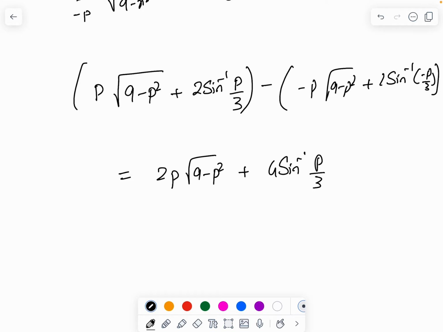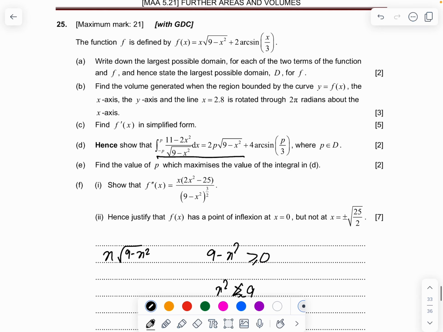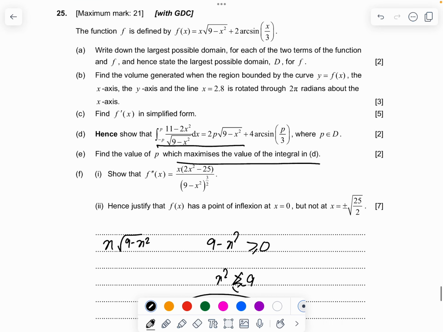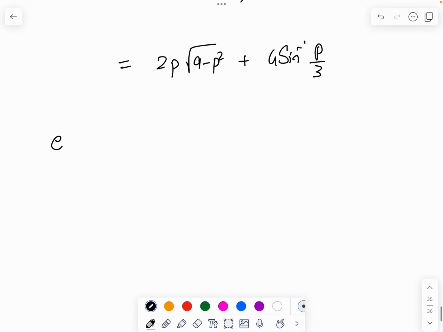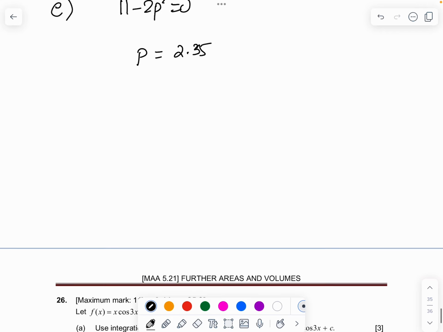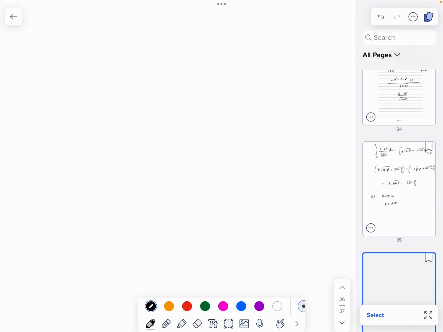Now comes part E, where it has been asked for the maximum value. Maximum value means the first derivative should be equal to 0, so only the numerator part equals 0. So p is 2.35. Now be careful with the second derivative. First take the first derivative. What was the first derivative?